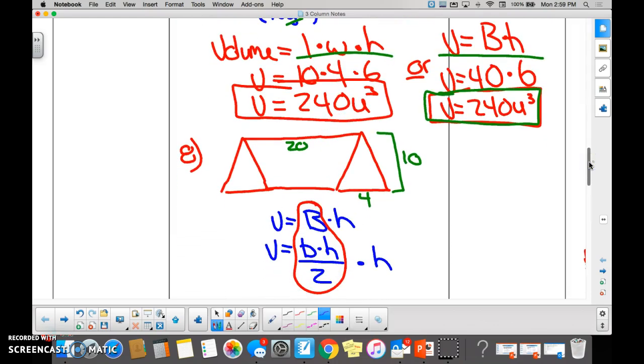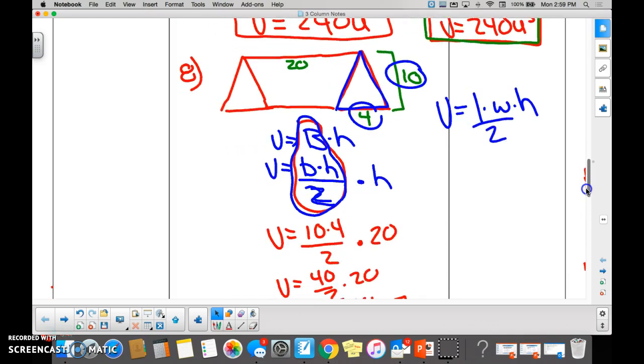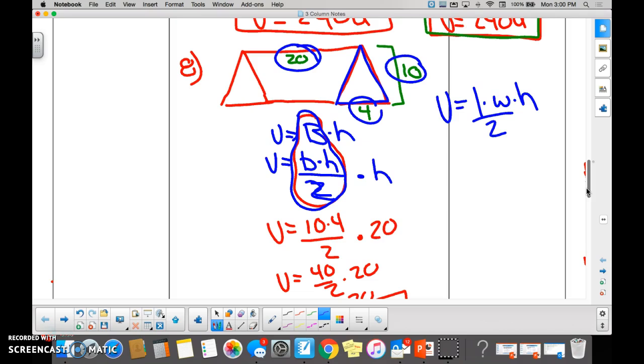For number 8, can we do volume equals length times width times height? No, because our bases are triangles. Do you calculate the area of a triangle using length times width? No, you use length times width divided by 2, times the height, right? So we are going to stick with capital B, area of the base, times height, so 4 times 10 divided by 2. Yes? Times the height. What's the height? 10. Times the height. 20.